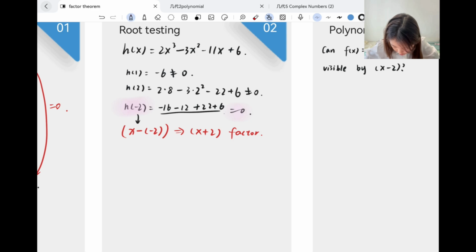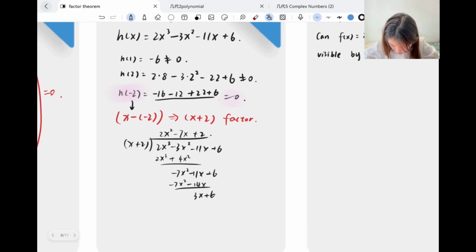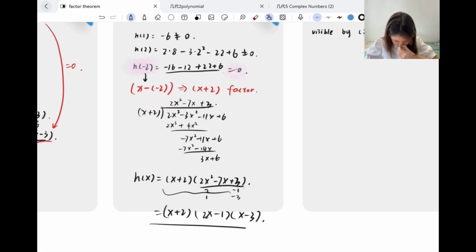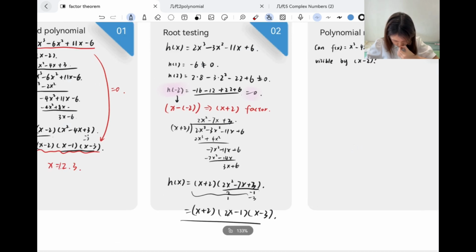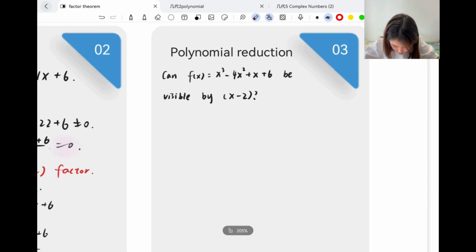And we can use long division again. Then we can find that h(x) can be written as x plus 2 times a quadratic, and then we can find the roots of the equation. We just use the factor theorem to find one root, and then use long division to find the second and third roots.